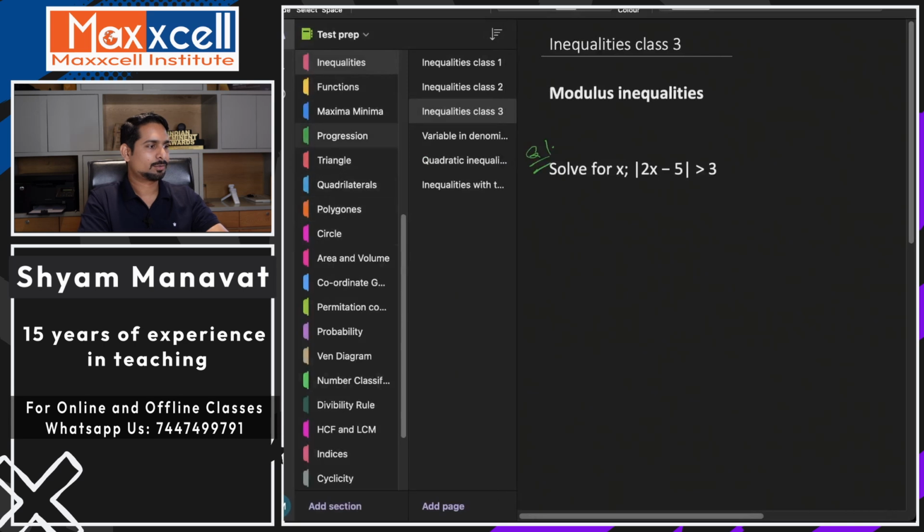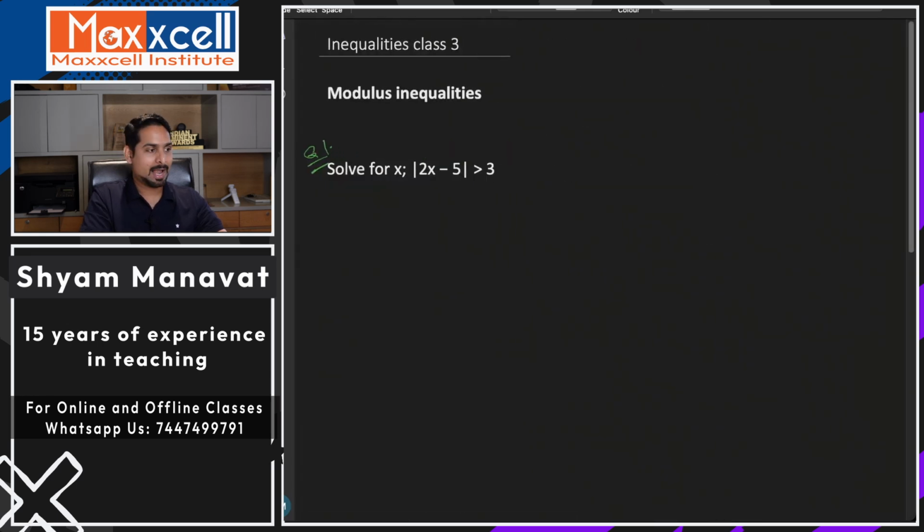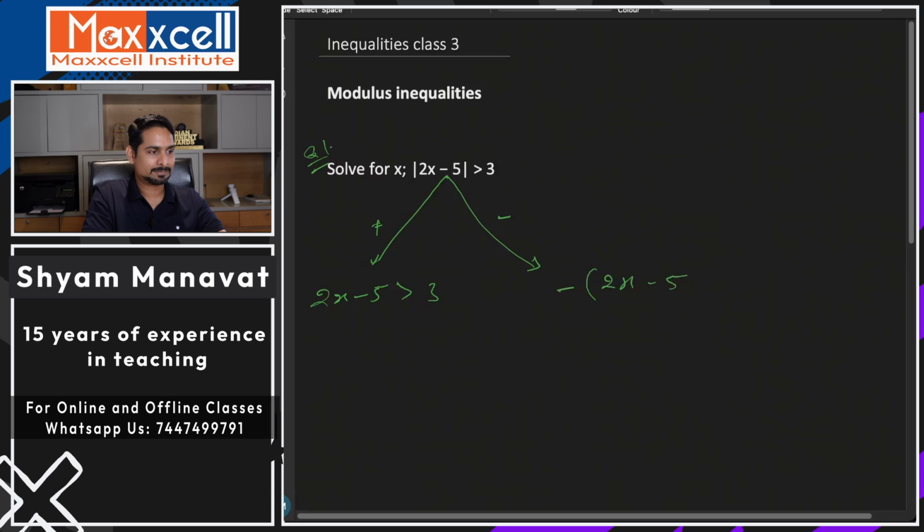I'm sure you must have gone through my previous chapter, modulus, and you are well versed in the modulus sign. If you remember, when we remove the modulus sign, we take a positive sign and a negative sign. When we take the positive sign after removing the modulus sign, we get 2x minus 5 more than 3. With the negative sign, I have minus of 2x minus 5 more than 3.